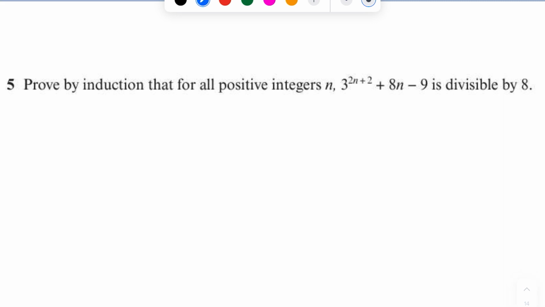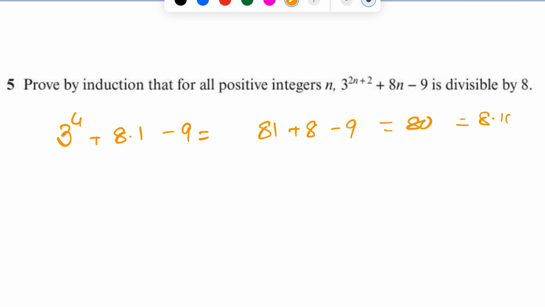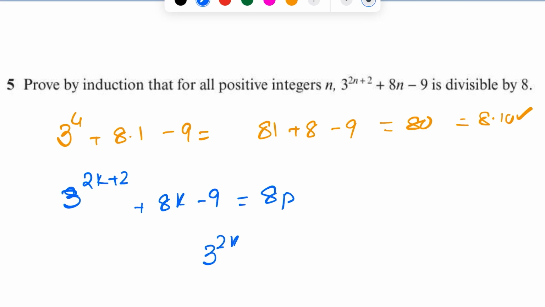Question number 5. This is divisible by 8. So plug in n equals to 1. 3 power 4 plus 8 times 1 minus 9. 3 power 4 is 81. 81 plus 8 minus 9, which is 80, which is 8 times 10, divisible by 8. Let us assume that it is divisible by 8 when n equals to k. 3 power 2k plus 2 plus 8k minus 9 equals to 8p, which is the most difficult one. Make that as a subject, 3 power 2k plus 2 equals 8p minus 8k plus 9.